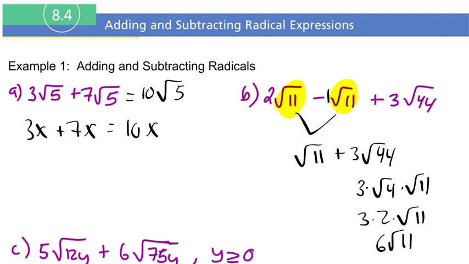Oh, dang. And now look at this right here. We have radical 11 and 6 radical 11.